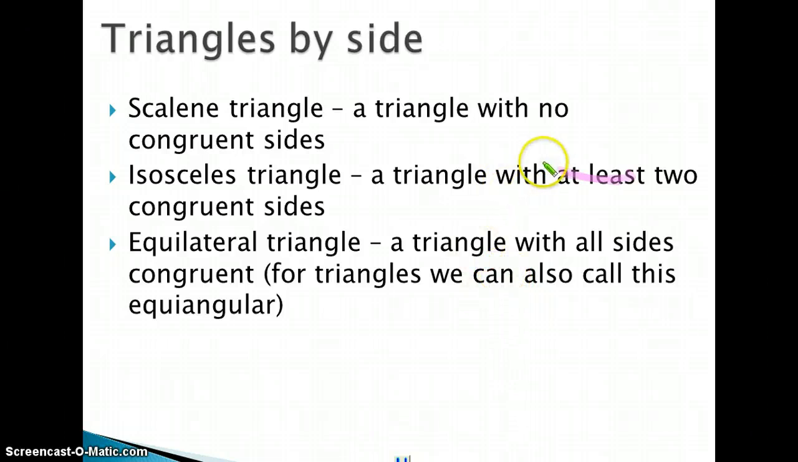Now I want to go back to this point here with the at least two congruent sides, because any properties we know for isosceles triangles are also going to apply to equilateral triangles, because they are isosceles, they just have that third side congruent as well.